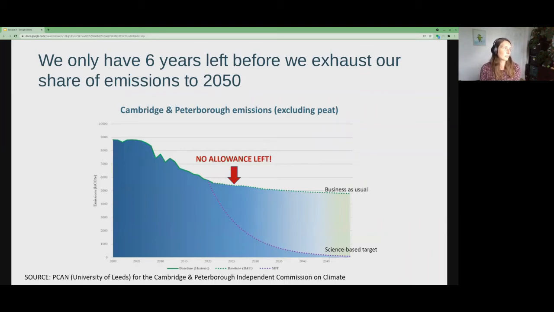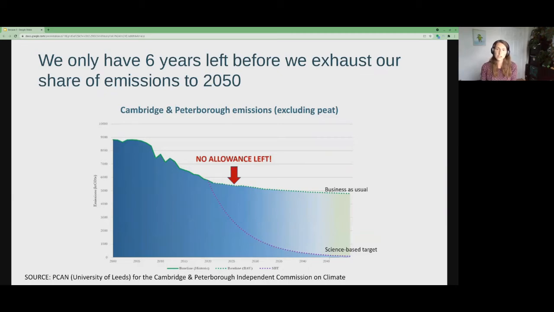The University of Leeds has looked at different areas in the UK in regards to their carbon budgets, and Cambridge and Peterborough, the area where we live, is doing pretty badly. So we don't have a lot of allowance left, and at our current level of emission, we would only have 6 years left.